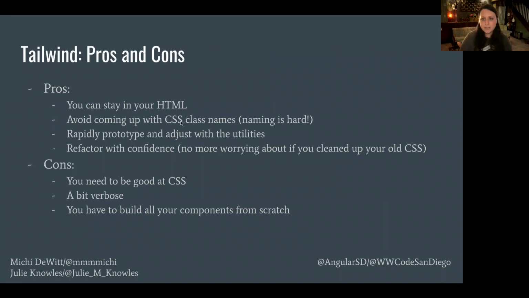So with anything, there are pros and cons to using something like Tailwind. So pros, you stay in your HTML, right? I said that before. You avoid having to come up with CSS class names because naming is hard and we're all really bad at it. You can rapidly prototype and adjust with the utilities. And then you can also refactor with confidence. You don't have to worry about, did you clean up all the styles properly? Did you clean up the right ones? Did you accidentally delete something extra? Everything's in the HTML. If you're not using that HTML element, you can just get rid of it. No extra CSS to clean up.